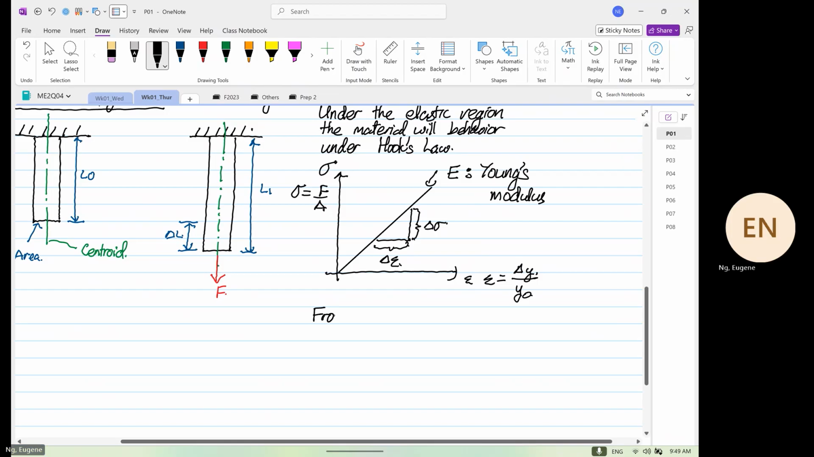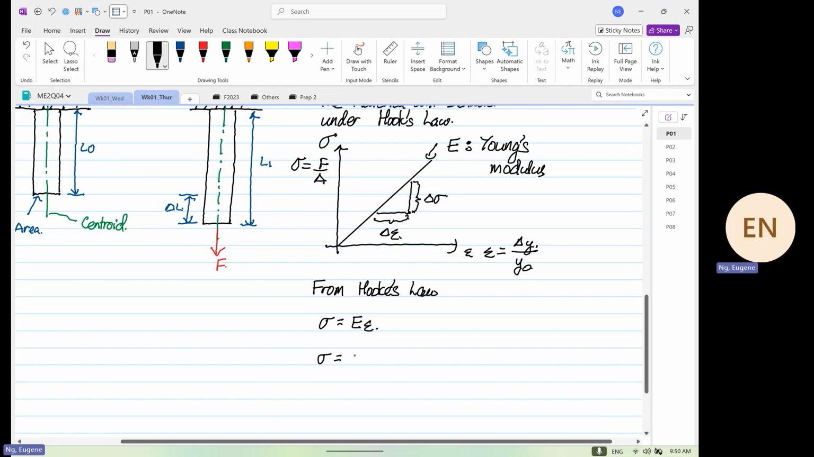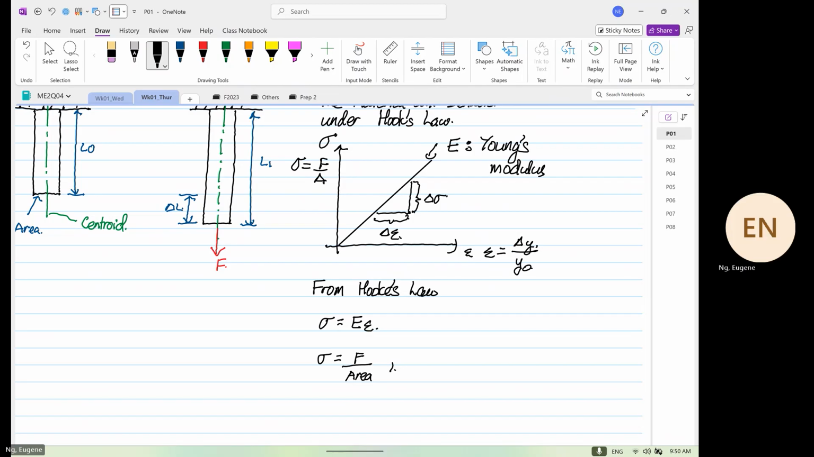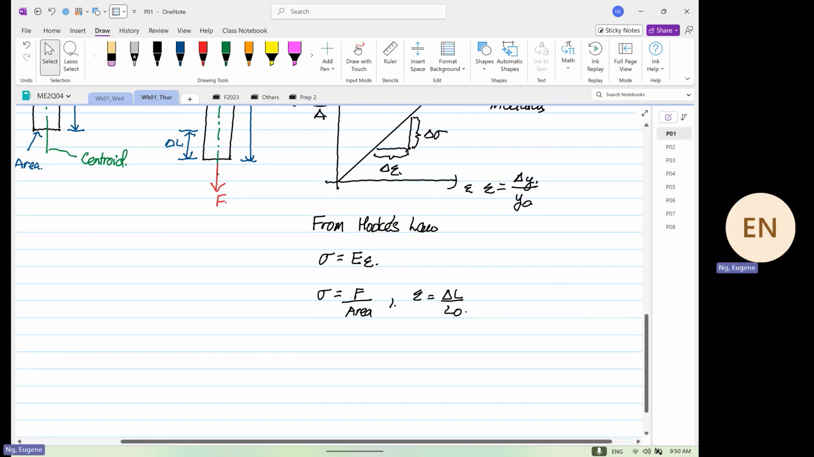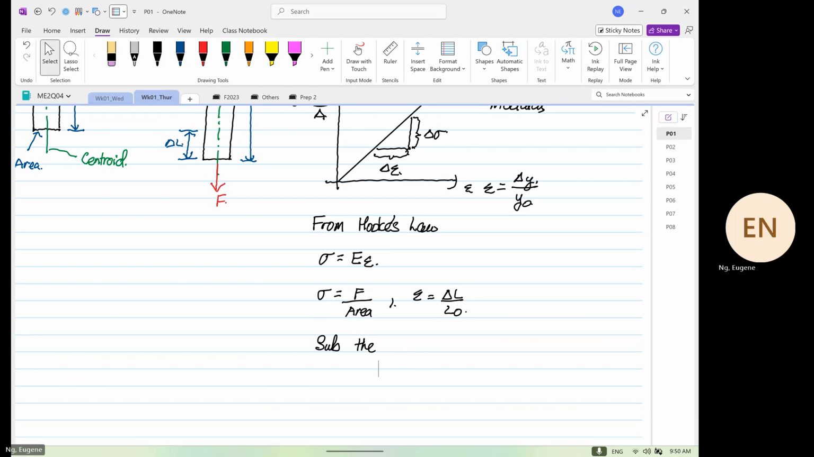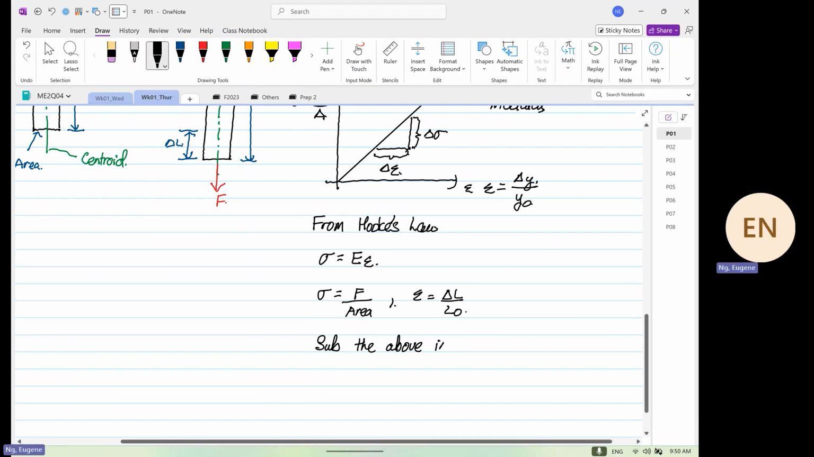So from Hooke's law, we know that stress is equal to E multiplied by epsilon. And then we also know the relationship that stress is equal to force divided by area. And we are also aware that the strain, epsilon, is equal to change in the length divided by L naught. So we substitute the above into Hooke's law.